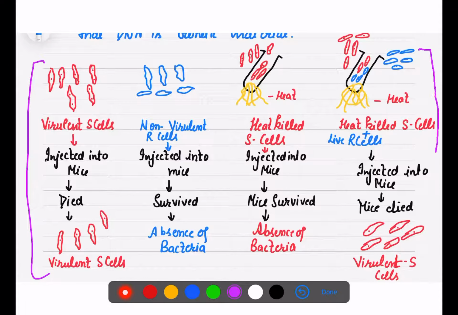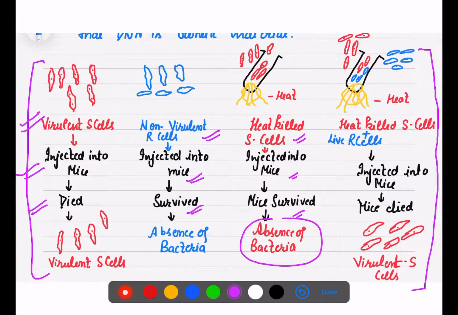This is the diagrammatic view of your complete experiment. As you can see, in the first experiment we put virulent cells, they were injected into mice, and the mice died. Then non-virulent R cells injected into mice, the mice survived. Heat killed S cells injected into mice, then the mice survived. It means there was no pneumonia in the bacteria. Then heat killed S cells plus live R cells injected into mice, then the mice again died.